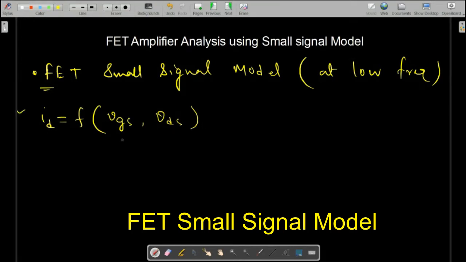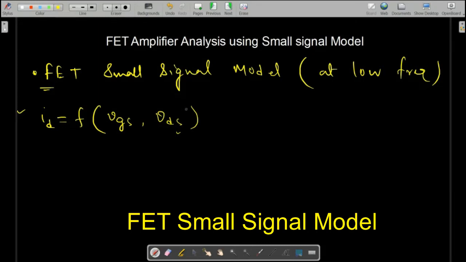ID is a function of VGS and VDS, where ID is the drain current, VGS is the gate to source voltage, the varying component, and VDS is the drain to source voltage. Okay. So whenever any one of those parameters changes, there will be some variation in the drain current. If VGS changes, keeping VDS constant, of course ID will vary, or when the drain source voltage changes by keeping VGS constant. So this is the relation.